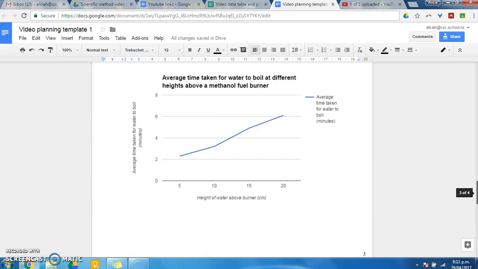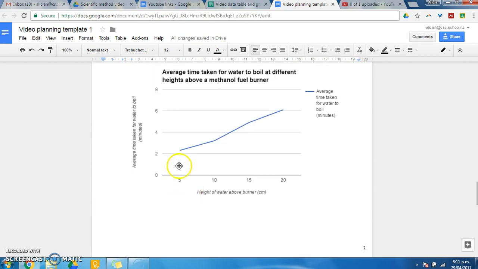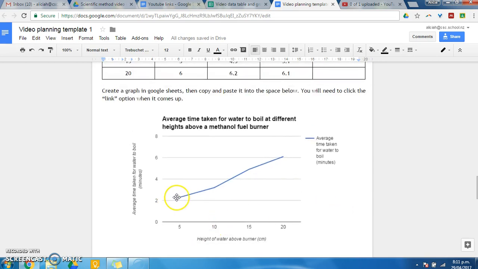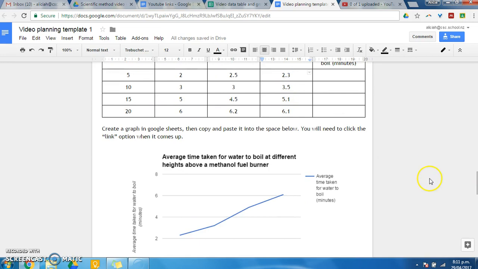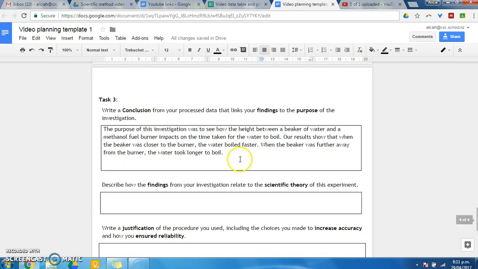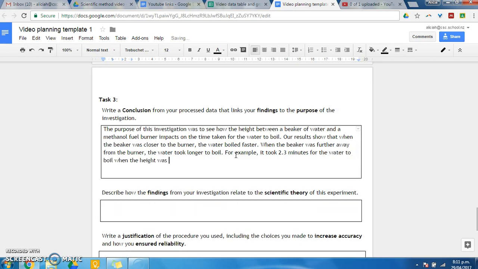To finish off, we're going to include some data points. So, for example, at 5 minutes, the average time taken for the water to boil was, and because we can't see it overly clearly on the graph, we know it's just above 2 minutes. We'll look up here, it was 2.3 minutes. For example, it took 2.3 minutes for the water to boil when the height was 5 centimetres, as opposed to 6.1 minutes when the height difference was 20 centimetres.